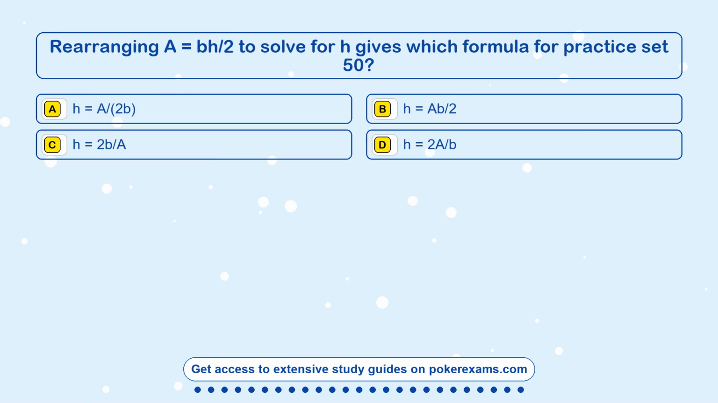Question 11. Rearranging A equals BH/2 to solve for h gives which formula for practice set 50? Option A, h equals A/2B. Option B, h equals AB/2. Option C, h equals 2B/A. Option D, h equals 2A/B.